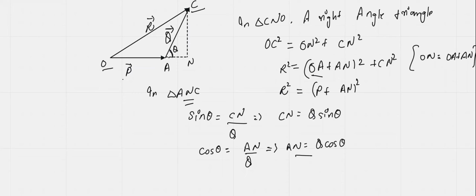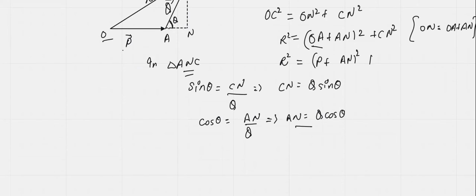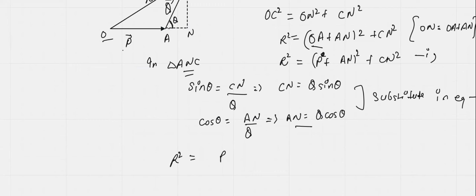As per the triangles, now we got it. Plus Cn is also. Just put the values of this. So what you are going to get, the resultant equation 1. Substitute in equation 1. What are you going to get then? P is still there, and the whole of it is squared. P plus An. What is the An? Q cos theta, square of it, plus Q sine theta, square of it.